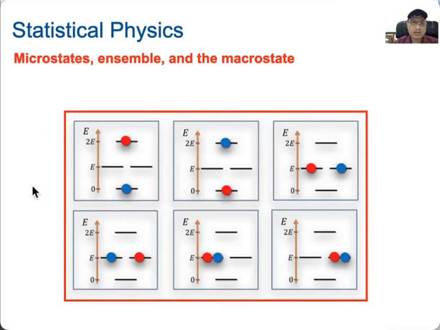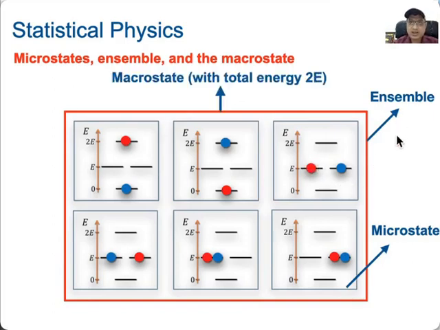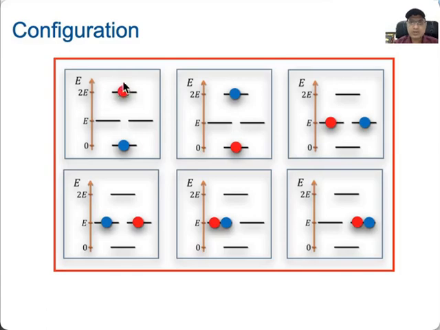So what are some of the definitions or the terminology we are going into in this part of the course of statistical physics? They are microstate and ensemble. So what are the microstates? Individual states like these we are going to call a microstate. Now the whole box in which you have a number of microstates is going to be called an ensemble, and the total one is called a macrostate with total energy 2E. So this is one configuration.